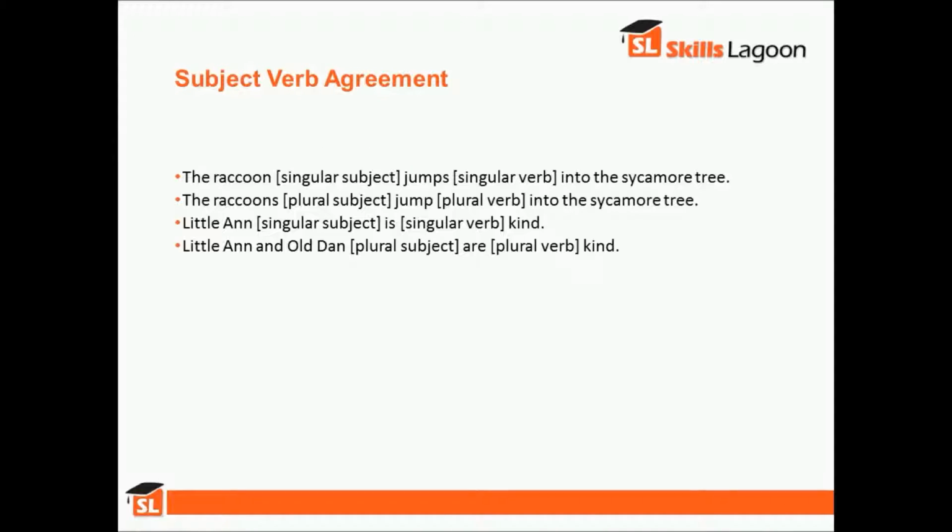Further examples: the raccoon, which is a singular subject, jumps, so it goes with a singular verb, into the sycamore tree. The raccoons, now they are plural subjects, they jump into the sycamore tree. Little Anne is kind. Little Anne and Old Dan are kind.